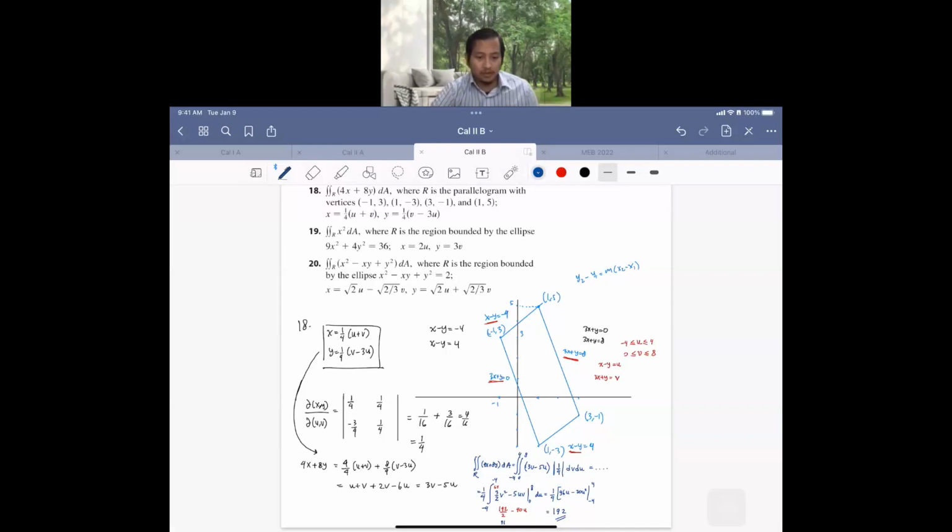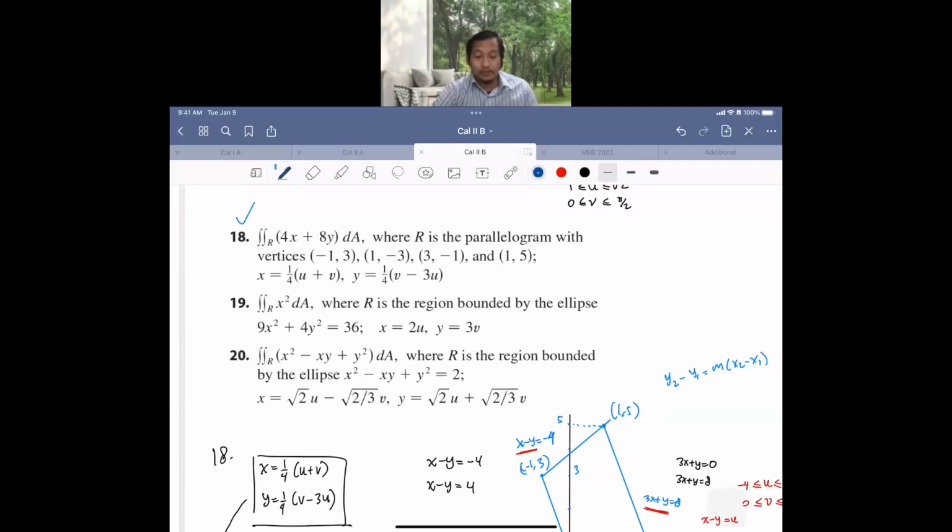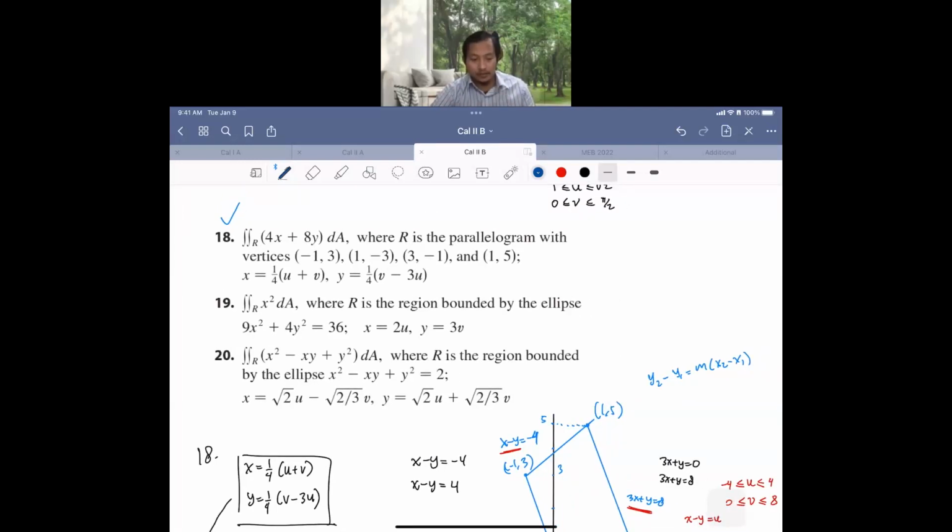Okay, now let's see number 19. We have the double integral over region R of x squared dA. The R is a region that is bounded by an ellipse. Okay, we have this ellipse. We have the relation between x and u, and then y and v, so we could get a Jacobian directly from this. And the next thing is we need to imagine how the region actually looks.